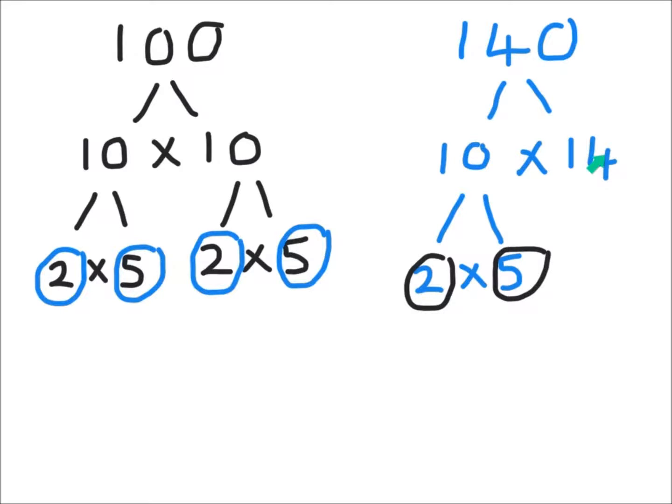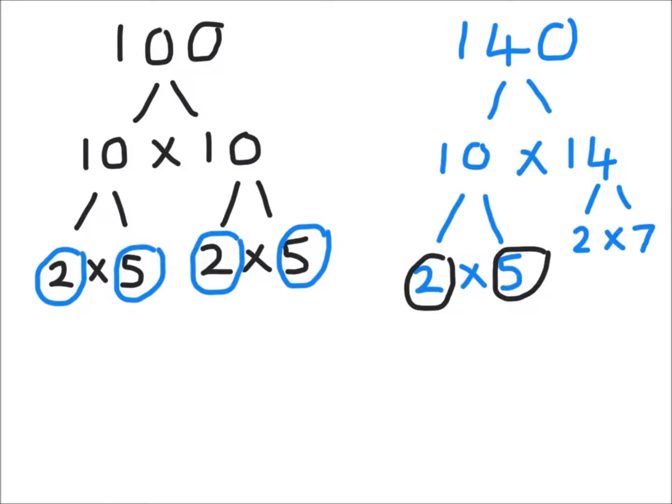Let's go up to the 14. Is 14 a prime number? It's an even number. It can't be a prime number. The only even number that is a prime number is 2. So let's find a times table that has a product of 14. 2 times 7 is 14. Let's look at each of those in turn.